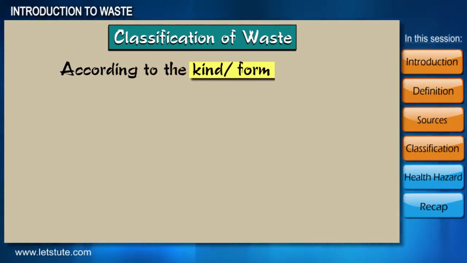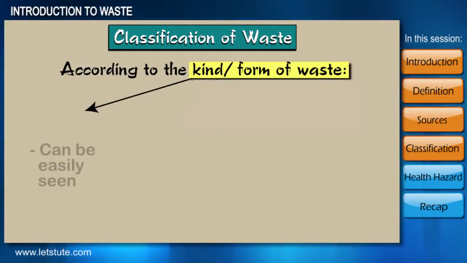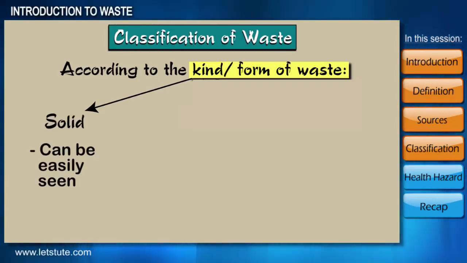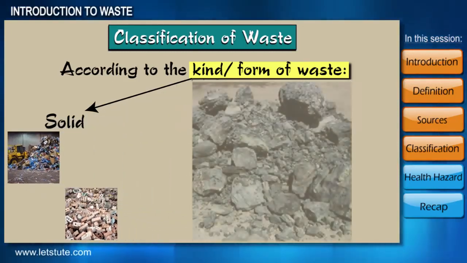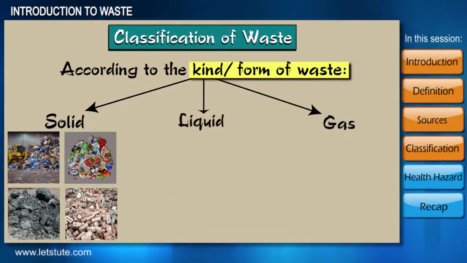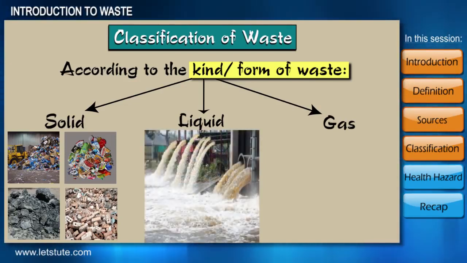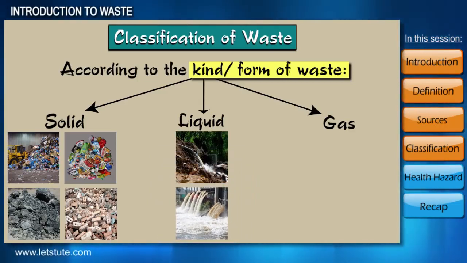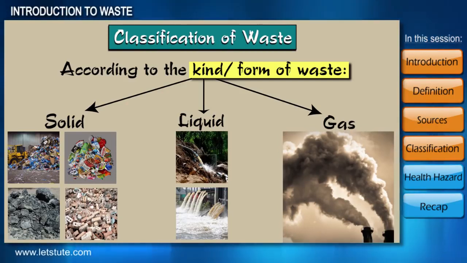According to the kind or form of waste generated, we classify waste into three categories. The solid waste can be easily seen. It is generated from different types of activities like construction, industries, mining, domestic use, etc. The wastewater from our homes and the liquid chemical effluents from various industries are liquid waste. Can you all guess any type of gaseous waste? Gaseous waste includes poisonous gases from various industries.